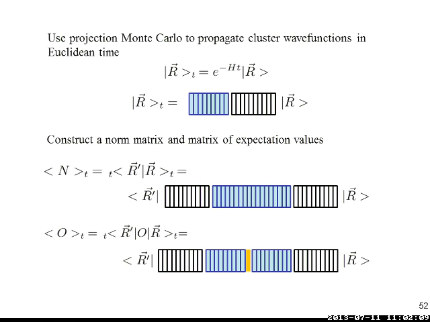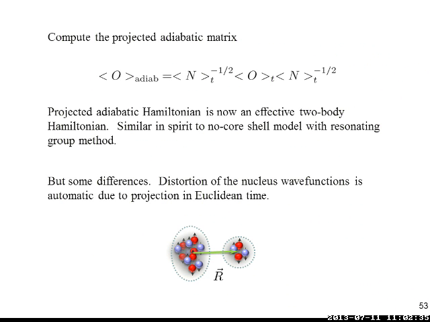Now we're going to construct a norm matrix and a matrix of expectation values. Now these states are not orthogonal, so we need to construct a norm matrix here, just the overlap of the dressed r prime and the dressed r here. And then we calculate the expectation value of any operator, including the Hamiltonian. So I'll call this O sub t. And then we just simply multiply on the left by the inverse square root of N, and on the right by the inverse square root of N. And then we have in the basis of these states a representation of this operator.